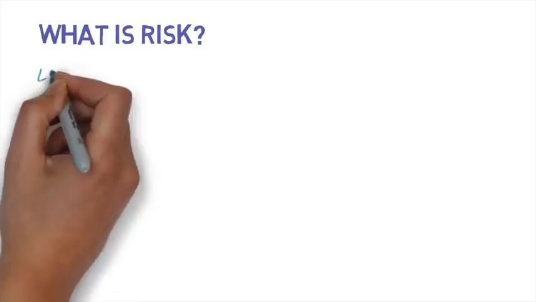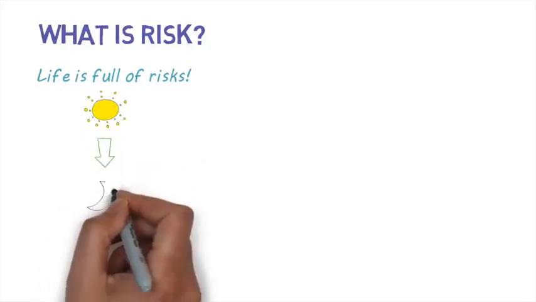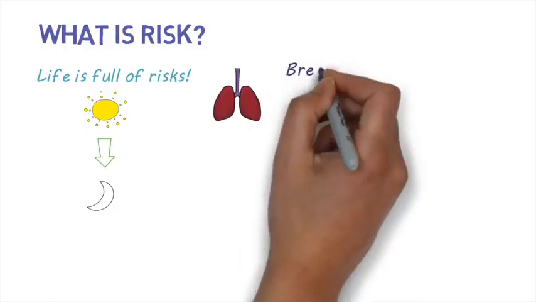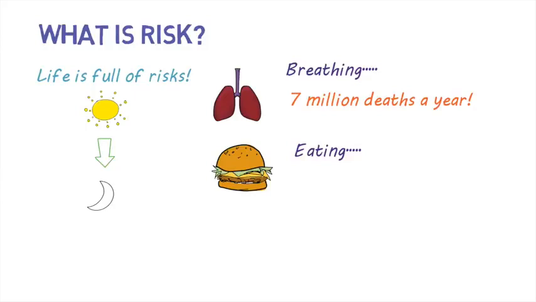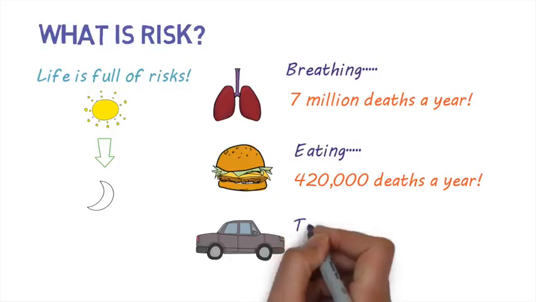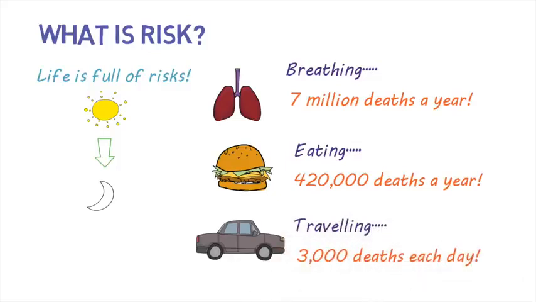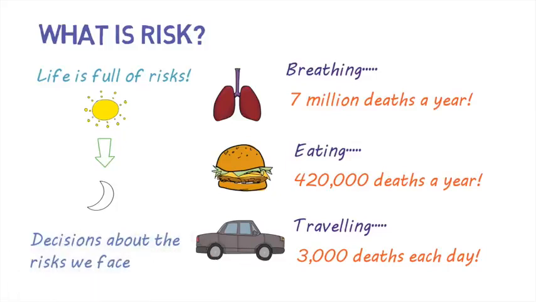Now, if you think about it, life is full of risks, from the time we wake up to the time we go to sleep, and even in between. For example, there are risks associated with breathing. Did you know that air pollution causes about 7 million deaths each year? There are risks associated with eating. Foodborne illness causes about 420,000 deaths each year. And then there's traveling. Road accidents cause over 3,000 deaths each day. In fact, every day we have to make constant decisions about the risks we face.